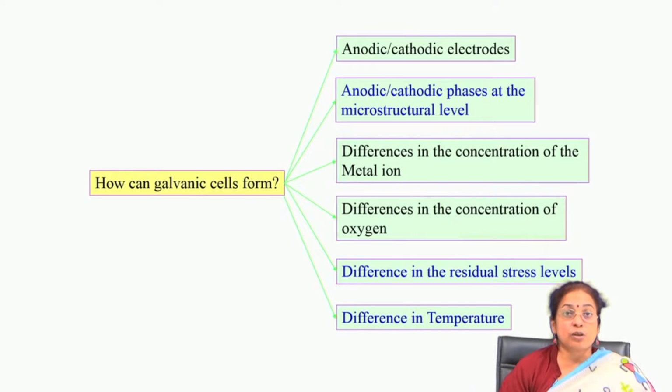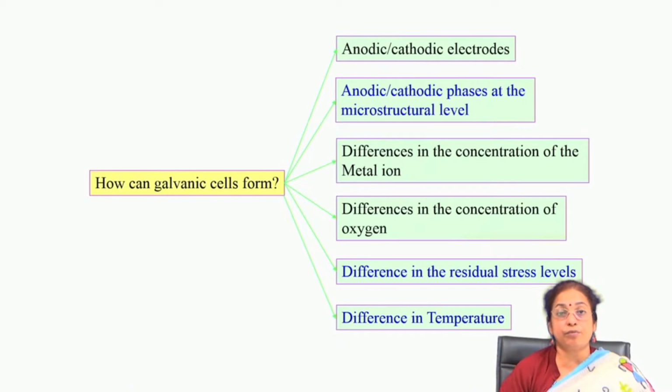When there is a difference in concentration of the metallic ion, the galvanic cell might also form. Difference in the concentration of oxygen can also cause galvanic cell formation. Another cause is a difference in residual stress level. For example, if you partially cold work one part of a metal, and another part is recrystallized or annealed, then due to the residual stress difference, the cold worked site is corroded to a large extent as compared to the annealed site.